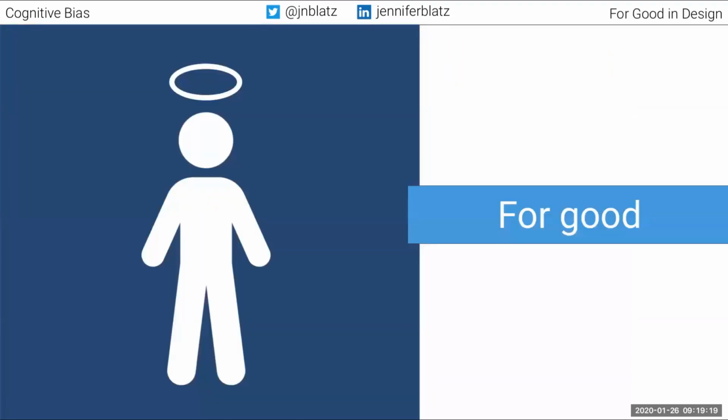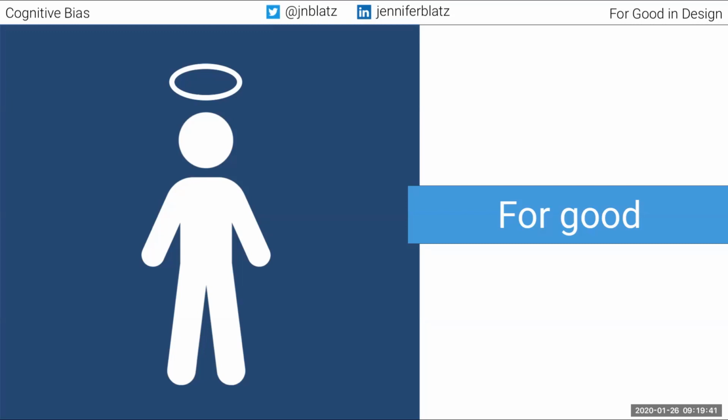So I know a lot of today's talk has been focusing on the negative aspects of cognitive bias. And that's because they're pretty bad. And I want everyone to be aware of these important fallacies so you can do better designs, you can be a better researcher, and you can be a better product partner.